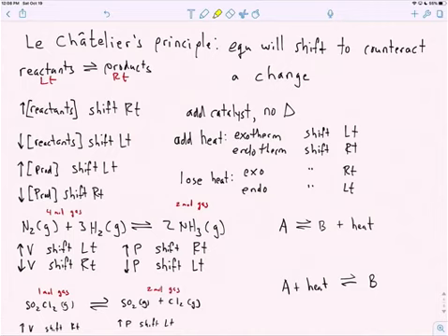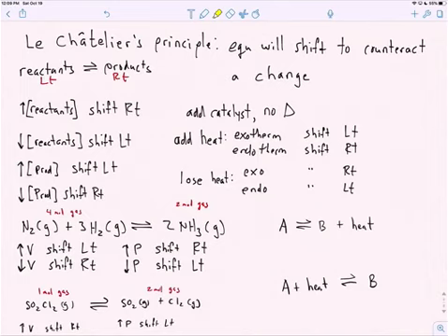If the product concentration goes down, more reactants will react to form more products, and we will shift right. And let's talk about other things. If you add a catalyst, it absolutely does not change the equilibrium whatsoever. There will be no change in the amount of relative reaction of products. It just means the reaction happens faster.